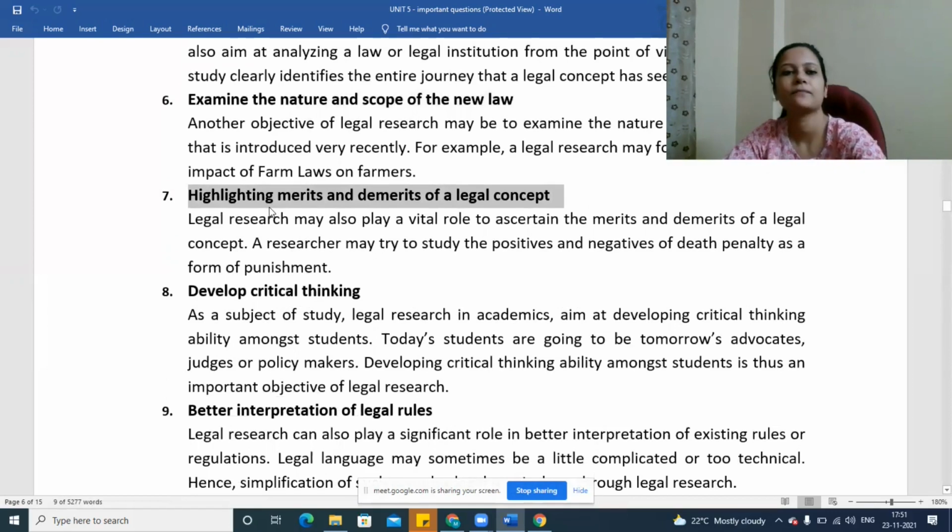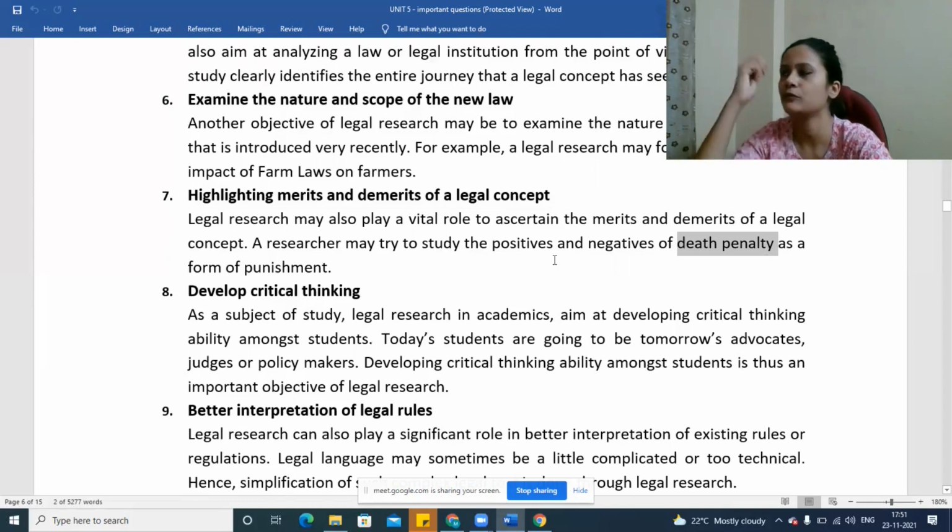Next one is highlighting merits and demerits of a legal concept. It may be a very basic research that students do in their college days, like when this death penalty topic comes up, whether it is good or bad. For that, there may be a research done.